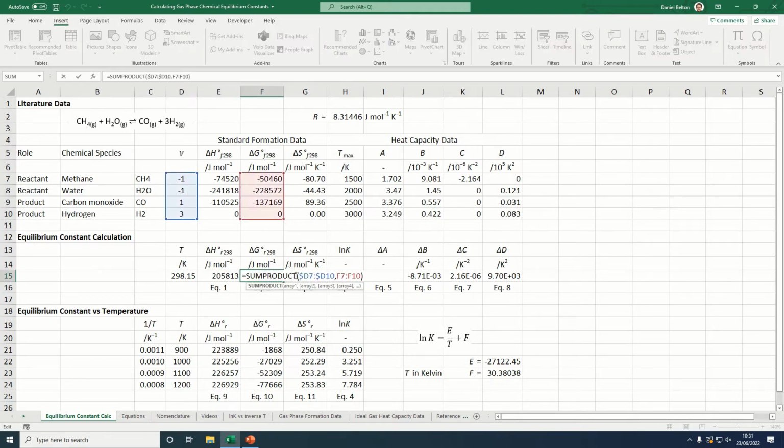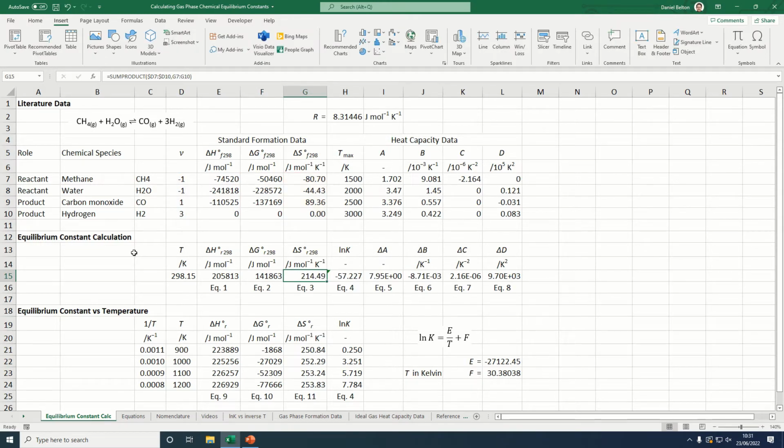Okay, so we can continue this. We can do the sum product of stoichiometric coefficients times standard values, and that allows us to work out basically the reaction value, the delta H of reaction, the delta G of reaction, and the delta S of reaction. Now, in fact, the only value that we really need to get log K at this stage is the delta G. We can plug that in with the equation delta G divided by RT and put a minus in front of that, and that will give us the natural log of K at that temperature.